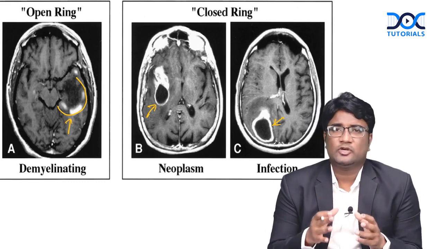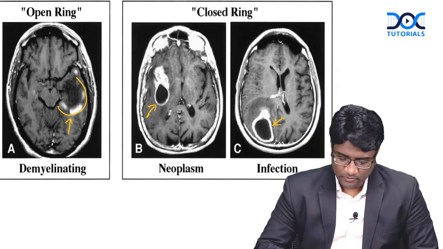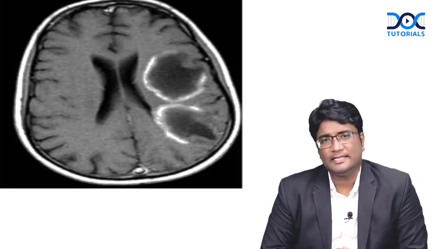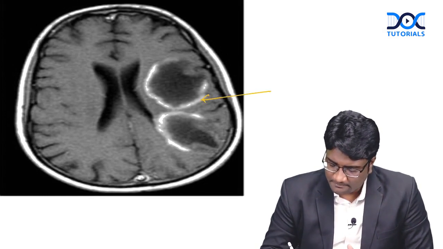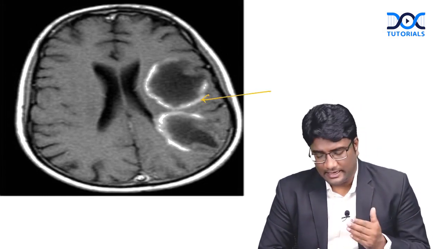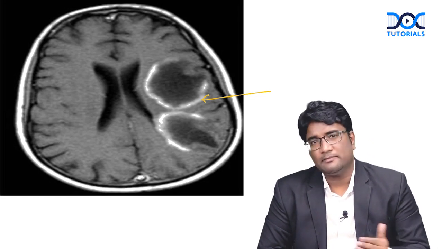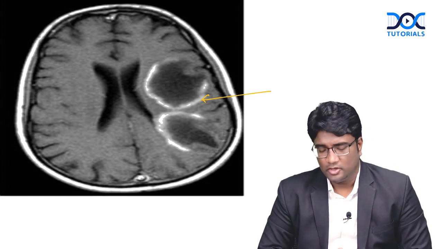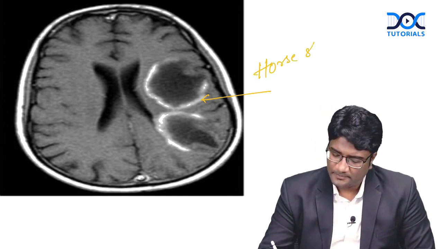So in demyelinating disorders like multiple sclerosis, you see this open ring enhancement. And if you look at the open ring enhancement of multiple sclerosis, you can see this is the enhancing part, and this actively enhancing part is more towards the white matter of the brain, not towards the gray matter. So this is the horseshoe ring enhancement.